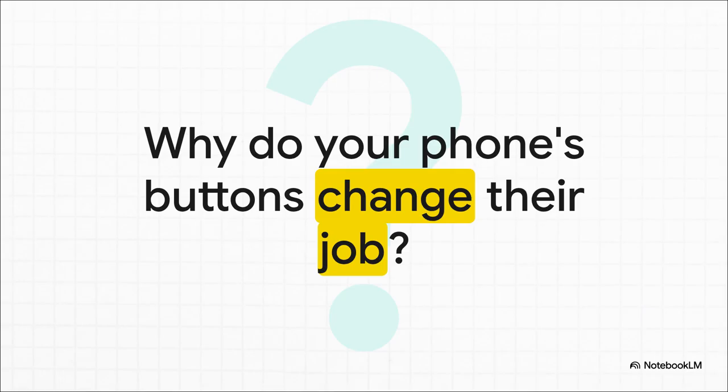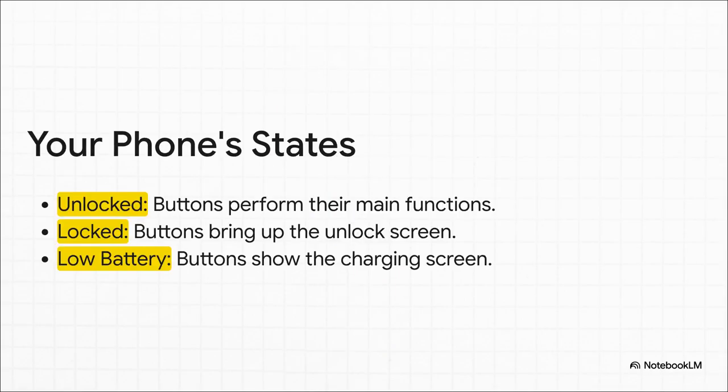Ever notice how the buttons on your phone kind of seem to have a mind of their own? How they do completely different things depending on the situation? Well, it all comes down to one simple word: state. When your phone is unlocked, you know the drill. The buttons do their normal job. But lock it, and suddenly those same physical buttons have a new purpose. They wake up the screen.